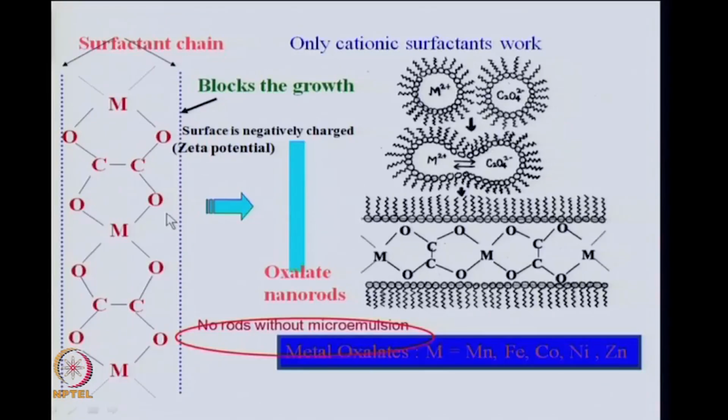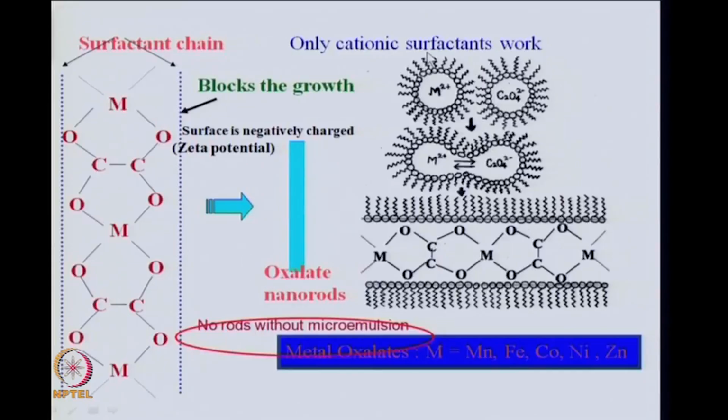And the reason, as we said, is because the surface of these rods will be negatively charged, and that can be measured using a technique which is called zeta potential measurements, and you can measure the surface of these rods, and since they are negative, they will attract the positive head group of the cationic surfactant like CTAB, and the growth will be along this direction, and you will end up with nanorods of these metal oxalates.